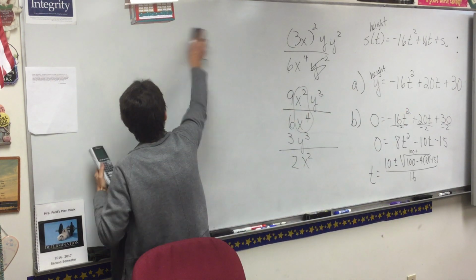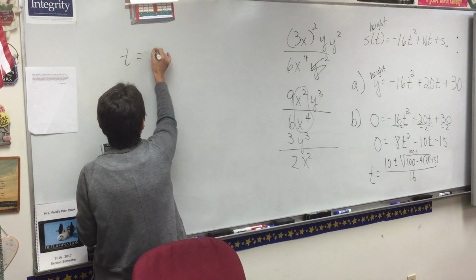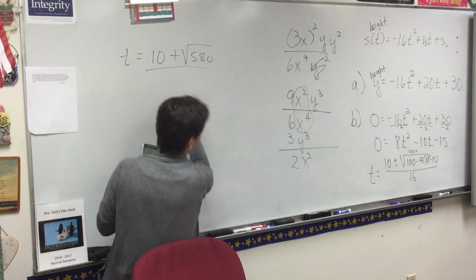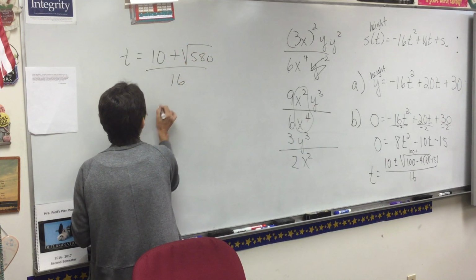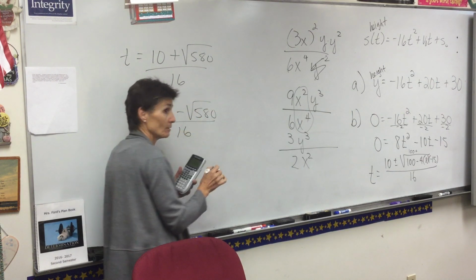Okay, so I have my two answers. I'm going to have two answers here. I'm going to have 10 plus the square root of 580 over 16, and I'm going to have 10 minus the square root of 580 over 16. Is everybody clear on that?